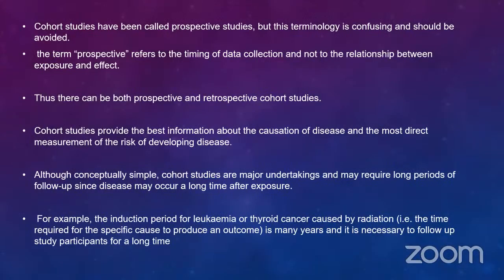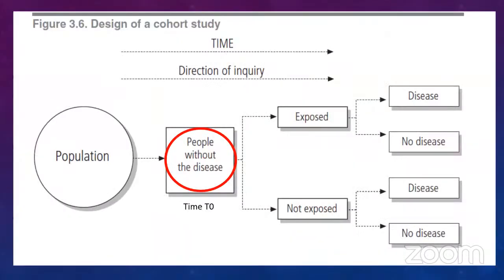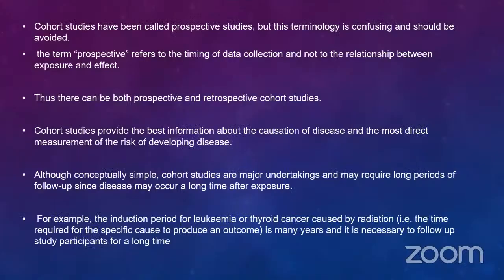So the cohort studies are called prospective, but I will go into detail later. Even though we can have an ambispective cohort, where from the past we can take people, but at time zero still they would not be having the disease. That is the difference. So it can be ambispective or retrospective cohort studies.